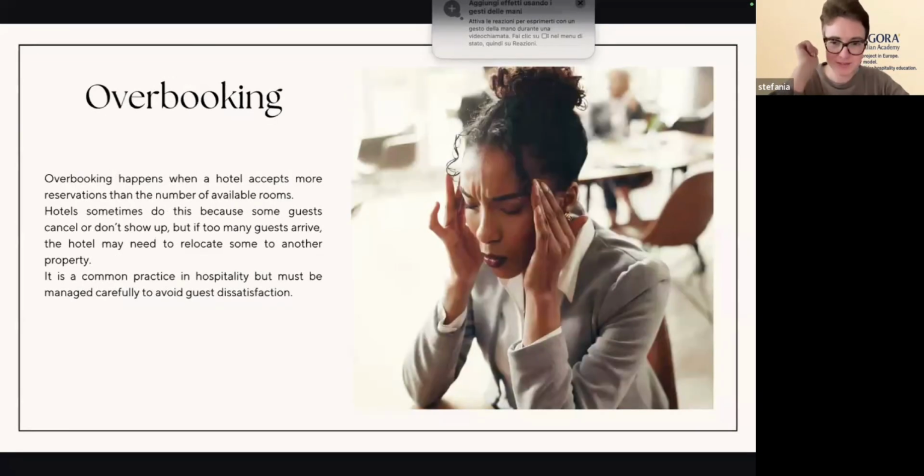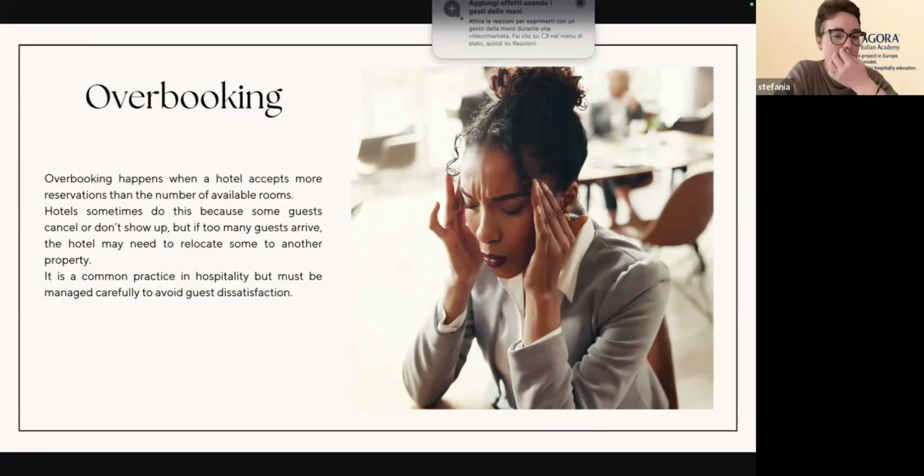Ok, overbooking. That is, questa è un'immagine molto significativa. Overbooking, when I was working in the hotels, it is a nightmare for receptionists because overbooking is when a hotel accepts more reservations than the number of available rooms.